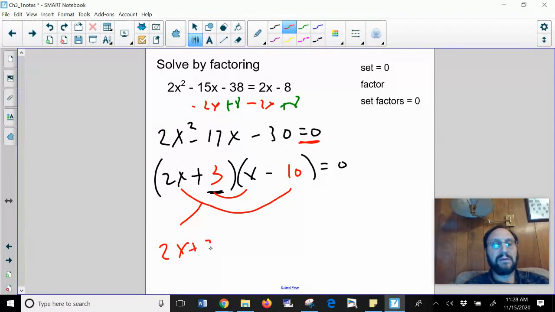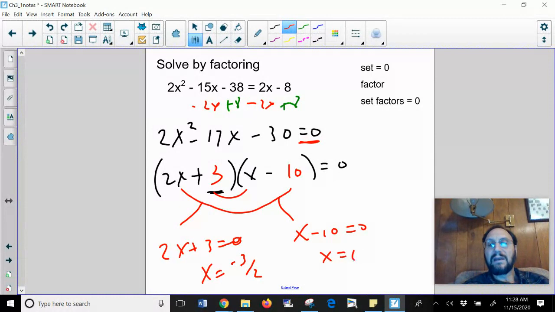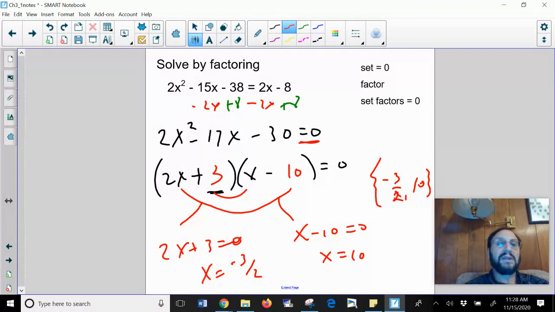So 2x plus 3 equals 0, and x minus 10 equals 0. Both little linear equations. This one, I'm going to subtract 3 and divide by 2, right? Subtracting 3, I get negative 3. Dividing by 2, I get negative 3 over 2. Over here, I'm going to add 10, so I'm going to get positive 10. So my two answers are negative 3 over 2 and 10. Notice I use the squiggly braces. All right, so there's the first one as an example. I set it equal to 0, factored, and set the factors equal to 0.